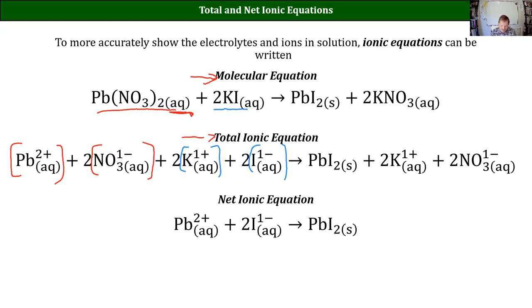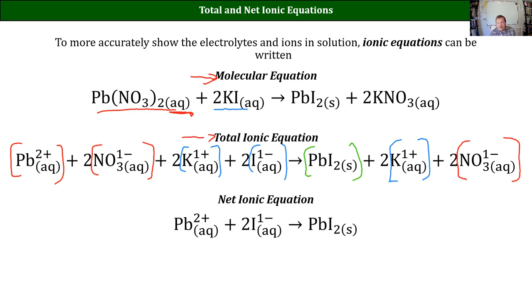And then what's different about the other side is that when we make a solid, we still write it as a compound. We don't split up the solid into ions, because what makes it a solid is the fact that it's not splitting up and dissolving in water. So these insoluble compounds, when we make a precipitate, we still write it in the molecular form, as lead iodide. But the other pieces are still there. The potassium did not form a solid, neither did the nitrate. They're both still aqueous, floating around.